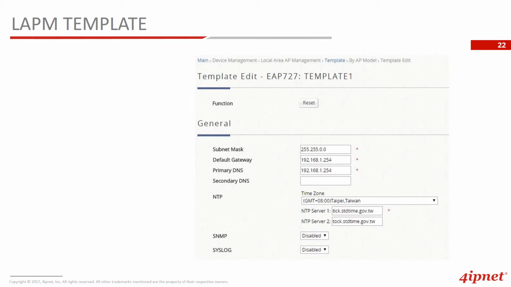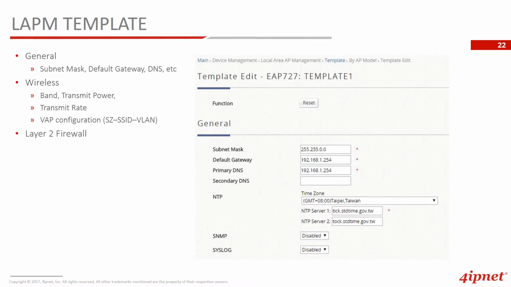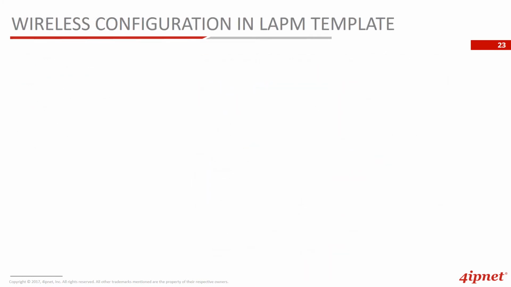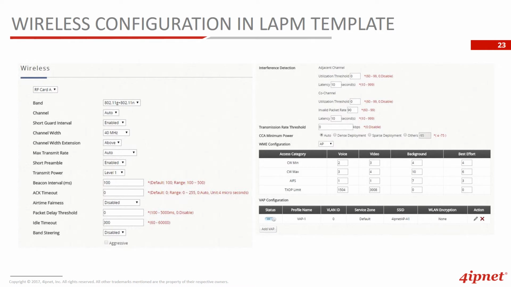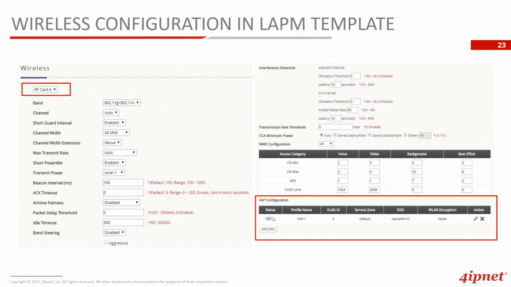Here you are able to modify features such as AP IP address, subnet mask, default gateway, DNS server, wireless features, Layer 2 firewall, and more advanced firewall. Here is a screenshot of the wireless configuration in the LAPM template. You can configure either via RF cards A or B and add a VAP to the selected card.